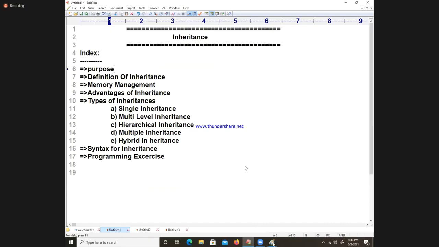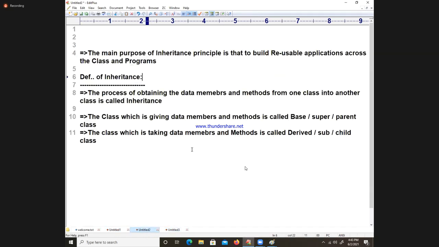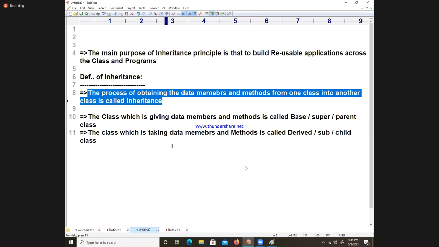Ashish Kumar, please come online and tell me the definition of inheritance once again. Write the definition in the chat window and show me. Process of reusable, what? This definition I read, write as it is.